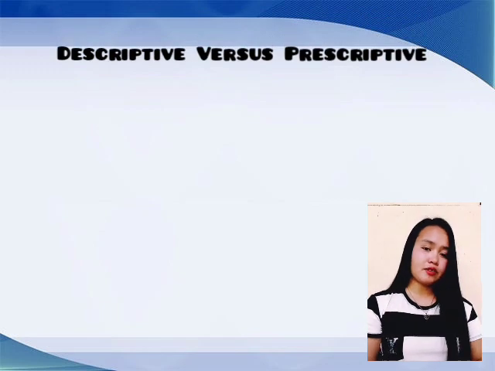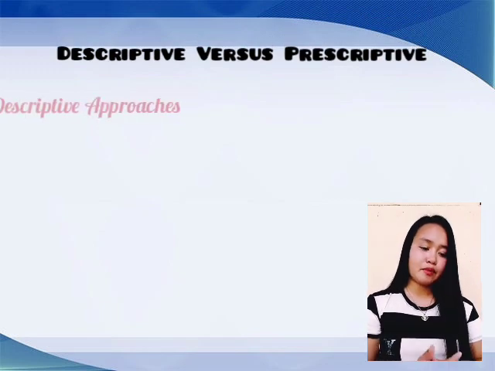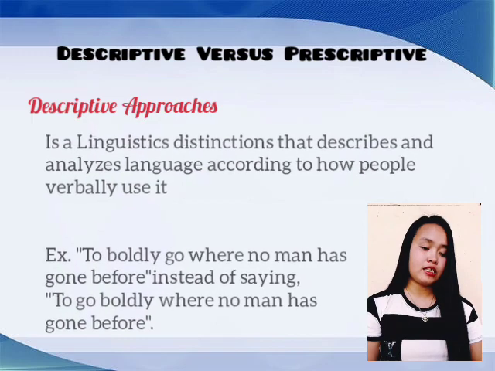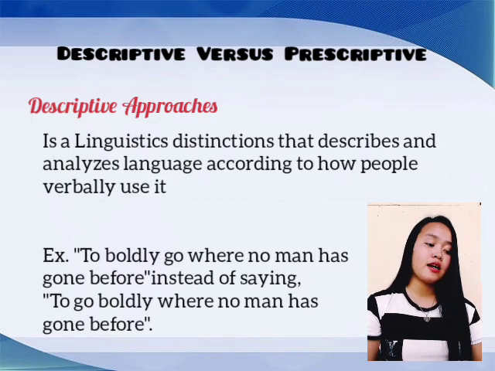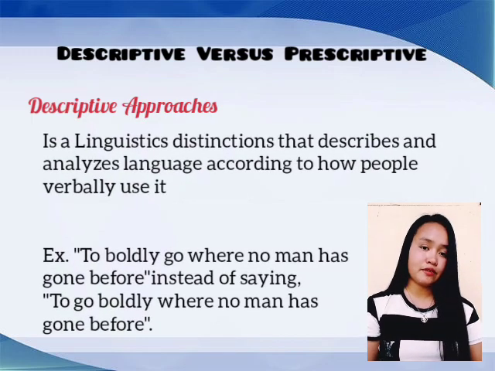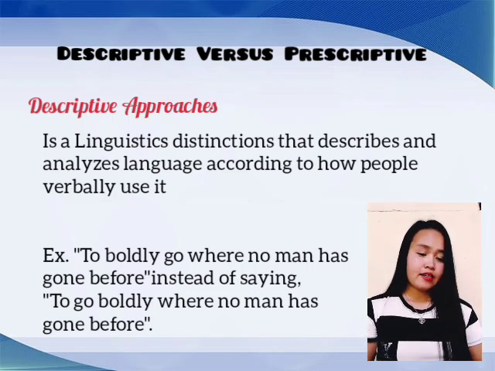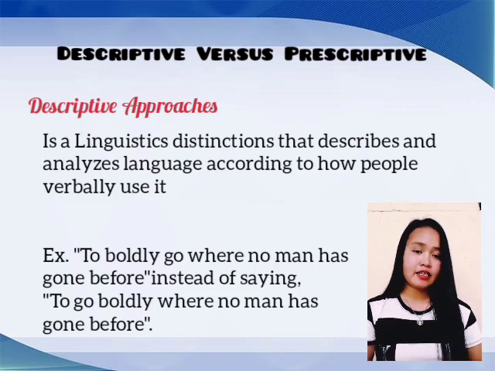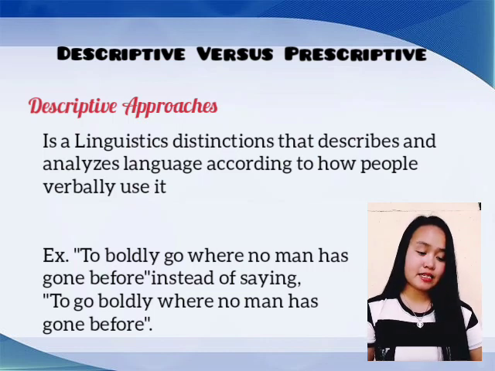Descriptive versus prescriptive. The descriptive approach is a linguistics distinction that describes and analyzes language according to how people verbally use it. An example is how teachers always remind students not to split infinitives. So for example, the statement "to boldly go where no man has gone before" instead of saying "to go boldly where no man has gone before." So that is the example of the descriptive approach.